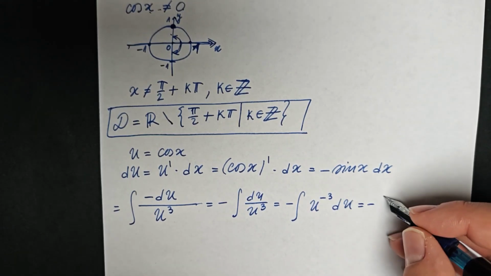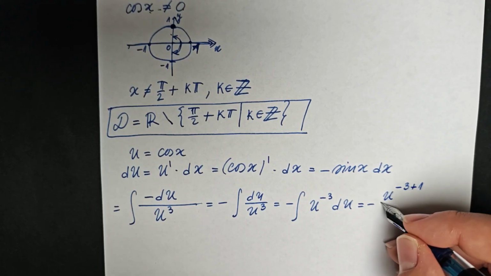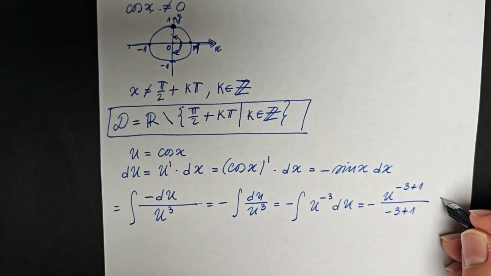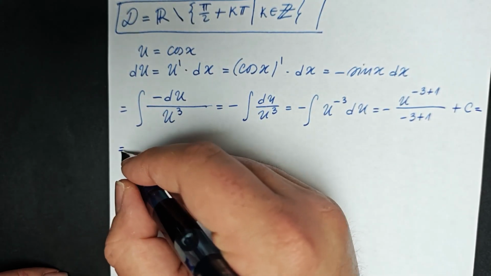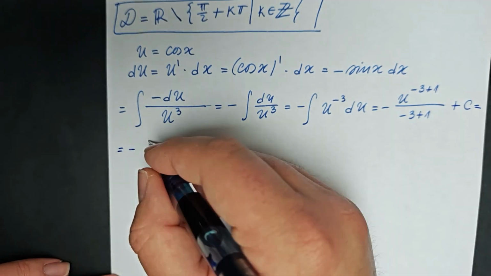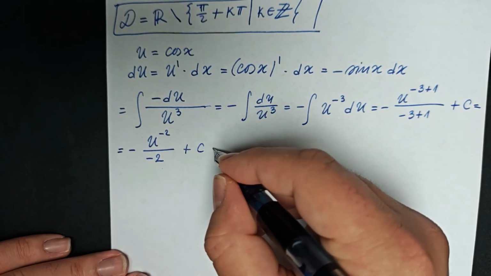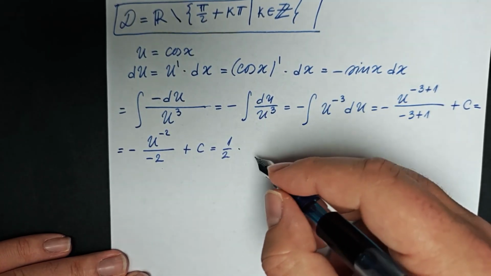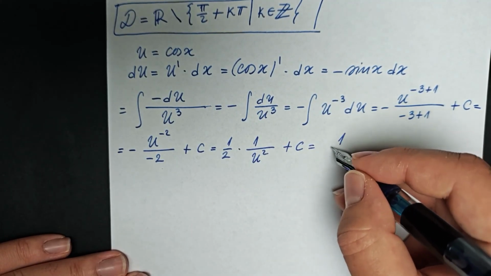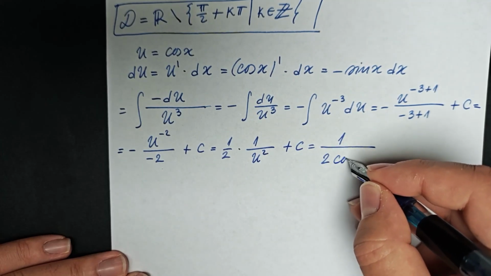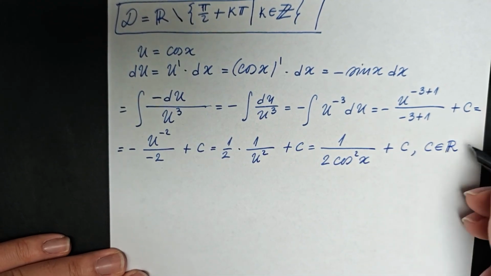We can apply the power rule here and we get u raised to the power of negative 3 plus 1 divided by negative 3 plus 1 and plus some arbitrary constant c. This is then equal to negative u to the power of negative 2 divided by negative 2 plus c, which is equal to 1/2 multiplied by 1 over u squared plus c. So this is finally 1 over 2 cosine squared of x plus c, where c is any real number.